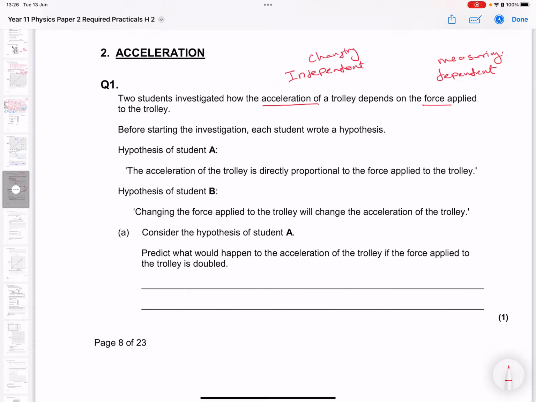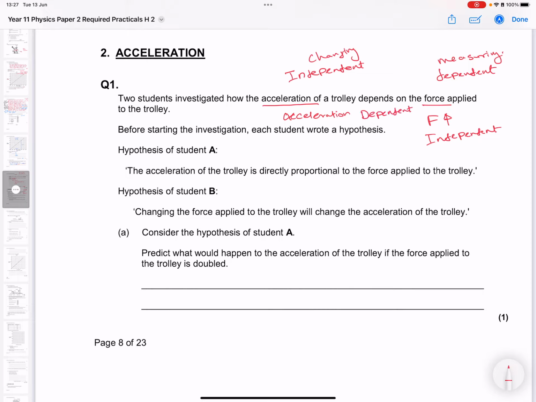So in this one we are investigating the relationship between acceleration and the force, net force. So what they are going to do, they are going to change the force, varying the force. That's going to be our independent variable, and then they're going to measure the acceleration, so that's going to be our dependent variable.